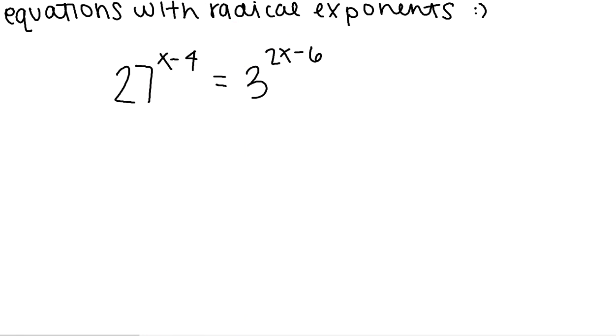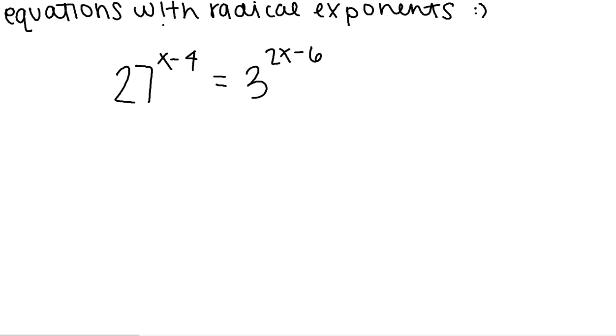So the reason those problems worked out so nicely was because the base was the exact same. So if this 27 were a 3, I would be able to just take those exponents and set them equal to each other and solve for x. However, because it's not a 3, I can't do that. So we have a step before we get to start solving the equation.